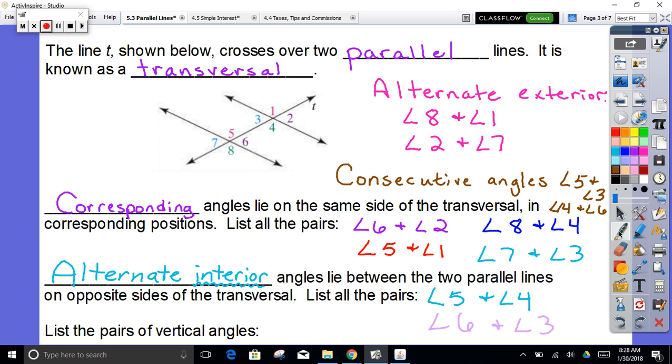8 and 5. Carly, another pair of vertical angles? 3 and 2. 3 and 2. Riley, another pair of vertical angles? 7 and 6, good. And there are more, but we're just going to label a few of them for right now. Guys, you need to stay focused and be paying attention.